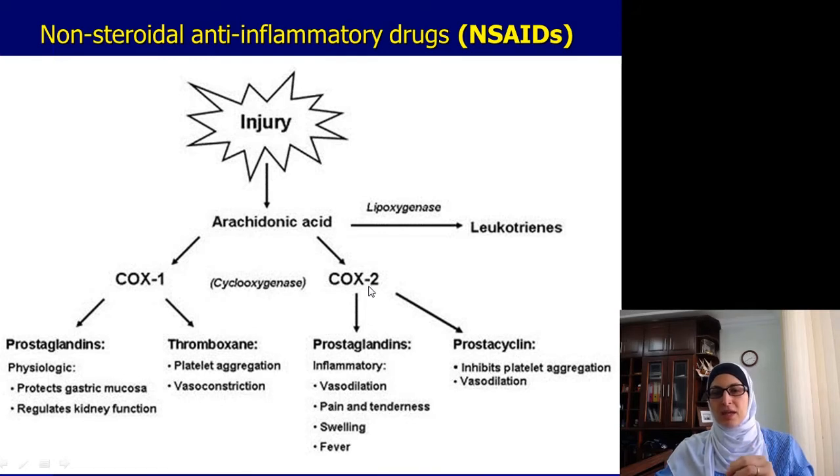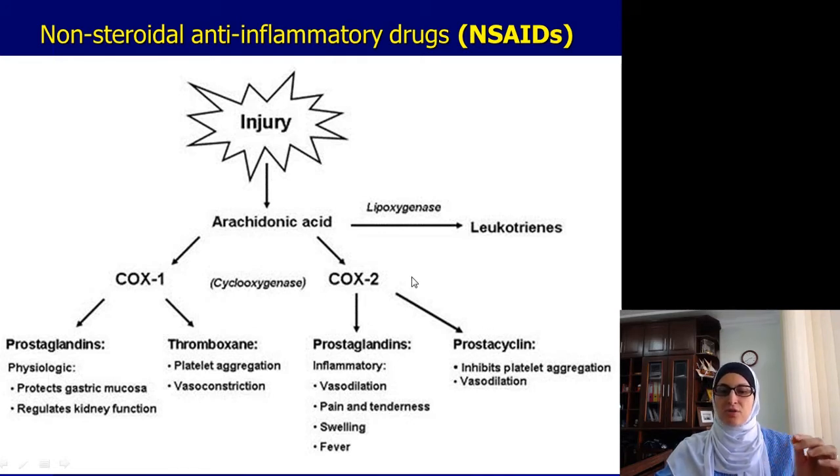There is the COX-2 enzyme that is only produced when there is an inflammation, and it produces different types of prostaglandins. We call these inflammatory prostaglandins, and they are responsible for the inflammation, the vasodilation, the pain and tenderness, swelling, and fever. So it affects the central nervous system, affecting the hypothalamus that controls the body temperature. So the signs of inflammation are related to the COX-2 enzyme, which is only present whenever there is a problem, there is inflammation.